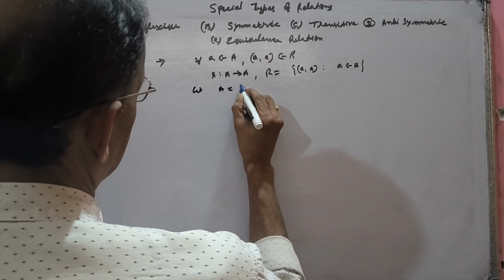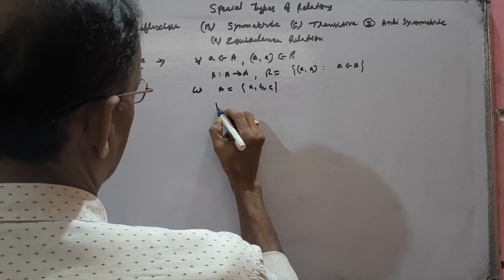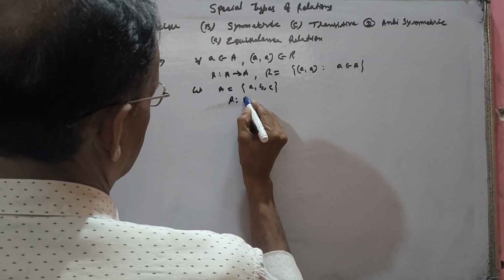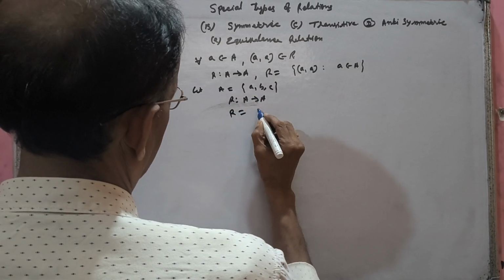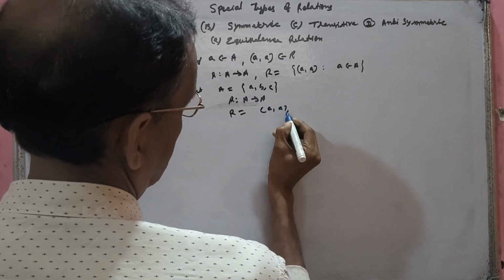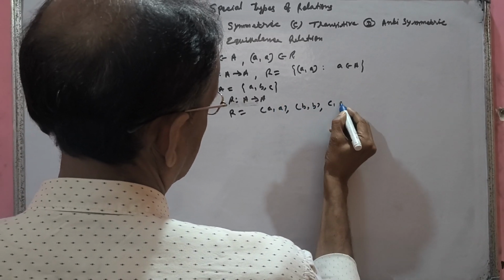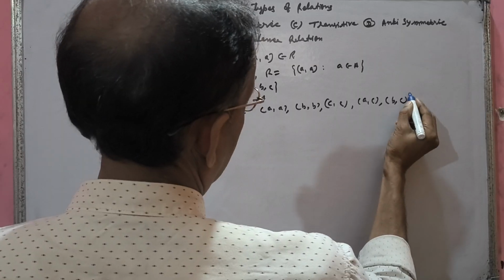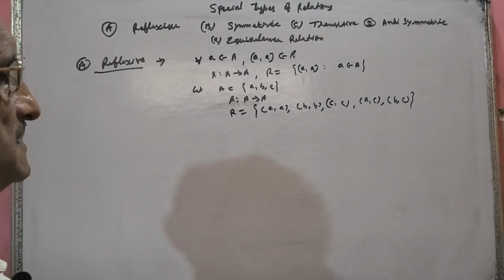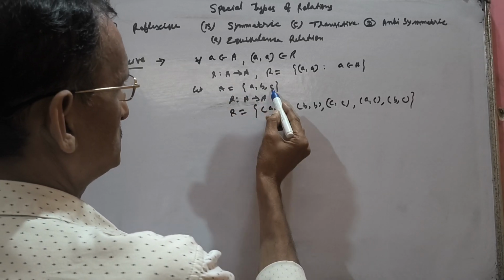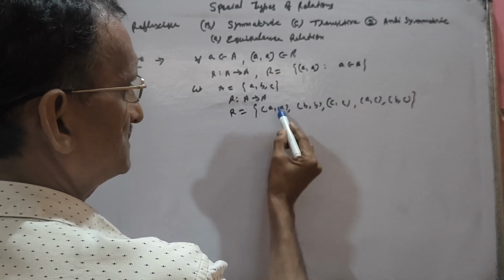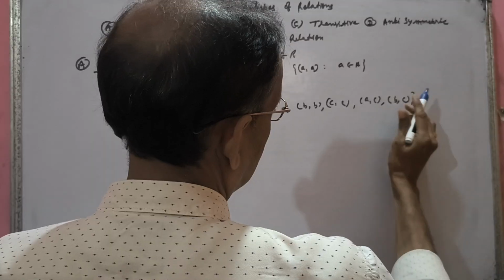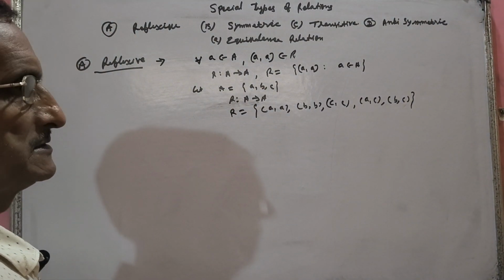Let A be a set with the elements a, b, c, and R is a relation on A. If R equals (a, a), (b, b), (c, c), it can have (a, c) also, it can have (b, c) also. See, every element of set A should be related to itself. A, b, c are here, so (a, a) should be here, (b, b) should be here, (c, c) should be here, maybe (a, c) there, maybe (b, c) there, that is not compulsory. Now can you remember it?